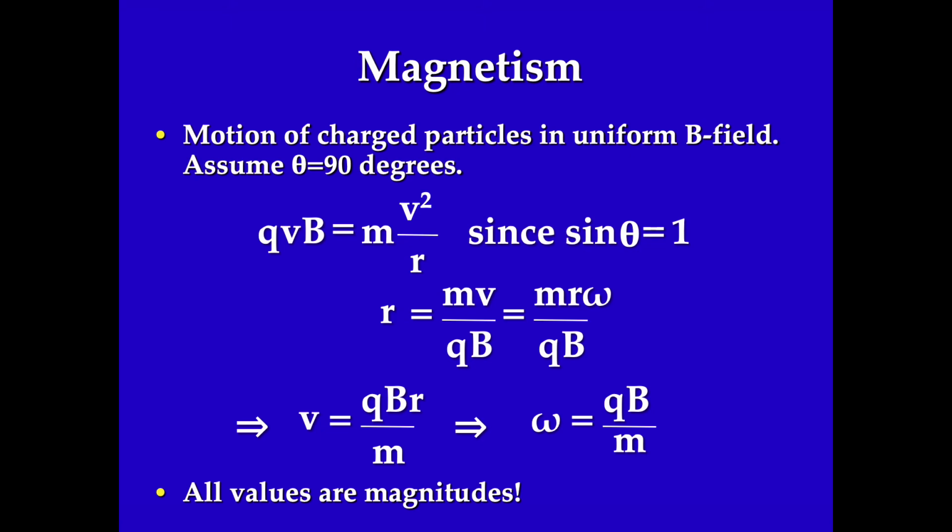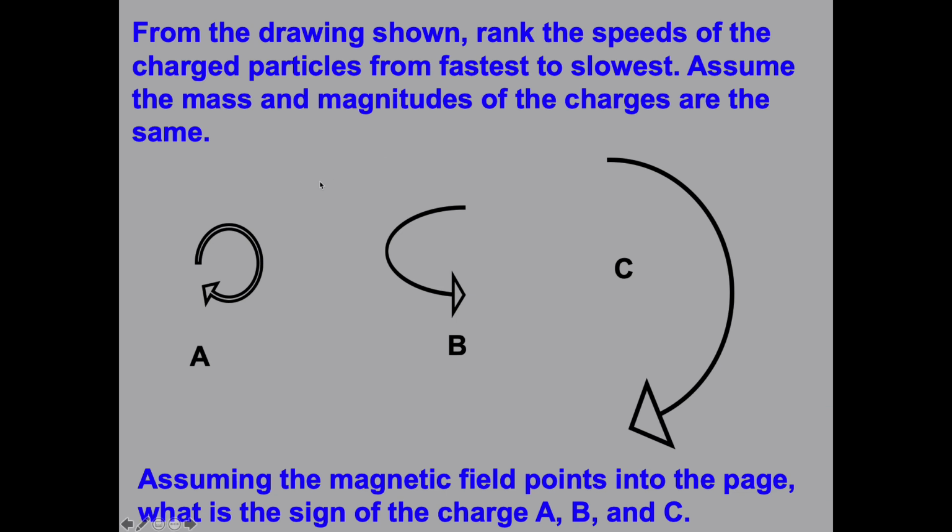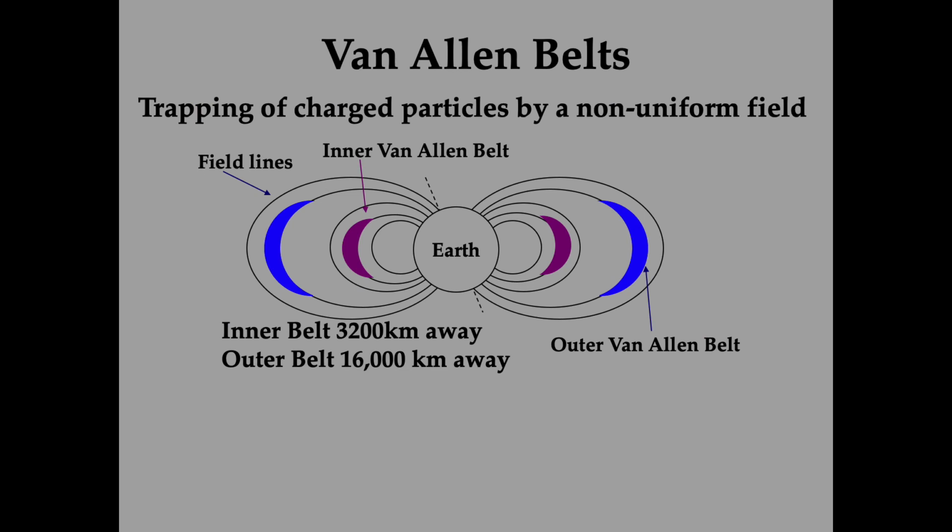Okay, so I did an example last week. We did a conceptual question last week, so I'm not going to go over this one again. Some applications of this, well, one of the big ones is what we observe in space. These were discovered in 1958. They're called the Van Allen belts. The Van Allen belts are due to the Earth's magnetic field. These are charged particles that are trapped by the Earth's non-uniform magnetic field. In that figure, the purple and the blue are two of the main regions of the Van Allen belts.